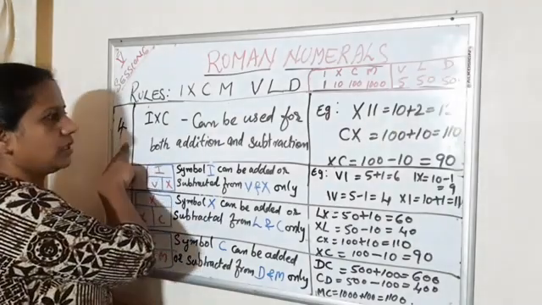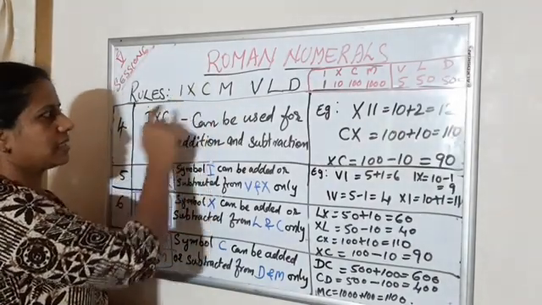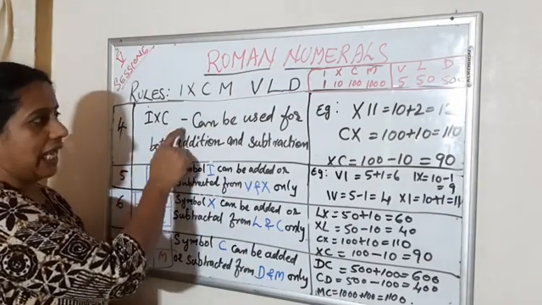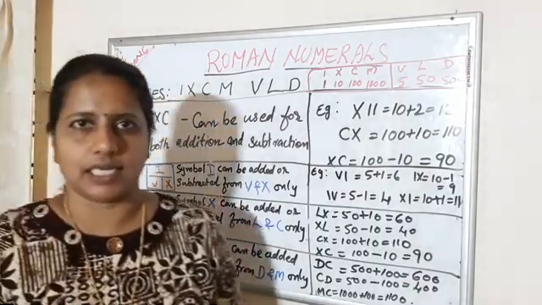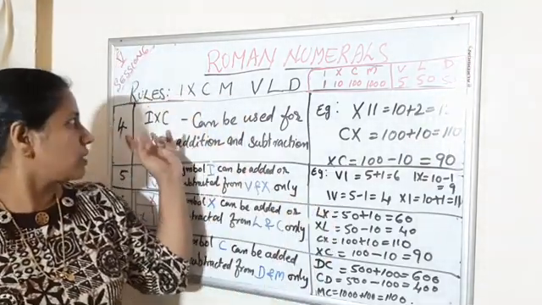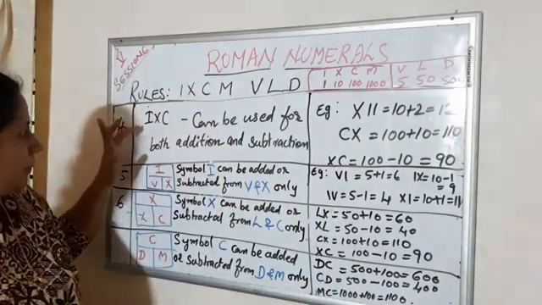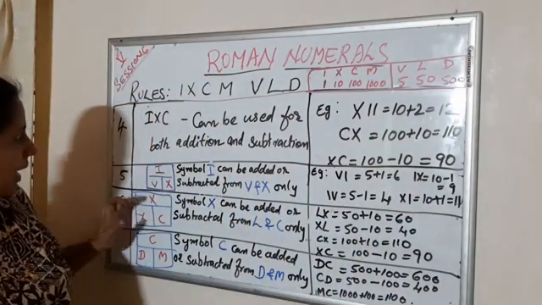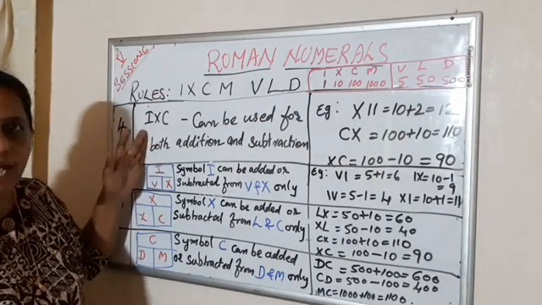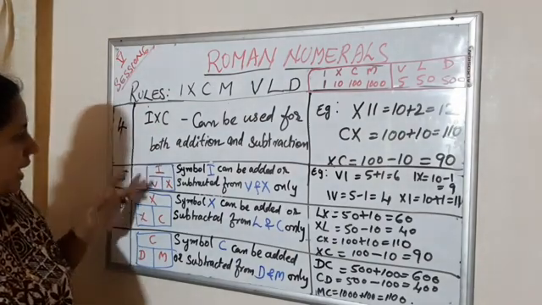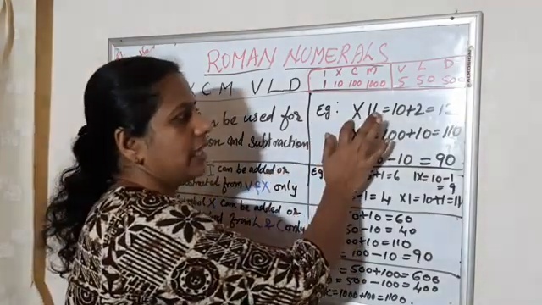Next rule is rule number 4. First, you take these 3 symbols: I, X, C. I, X, C can be used for both addition and subtraction. Okay? We use I, X, C for addition and subtraction. You can see it here. These symbols are used to add and subtract. Clear? Okay. That is here.